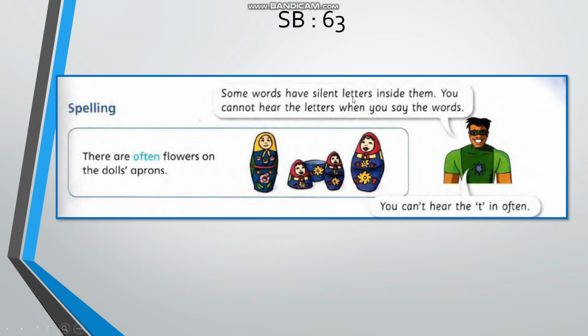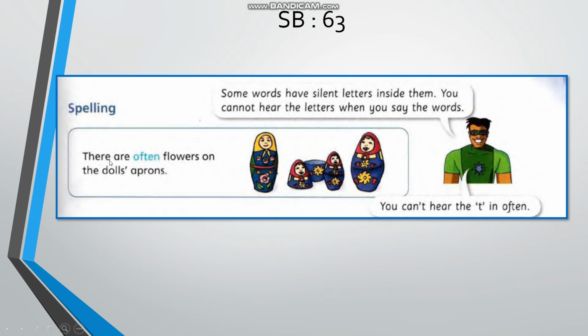Let's start with the student book, page 63. Now, some words have silent letters inside them. إيش معنى silent letters سادس؟ يعني you can't hear the letters when you say the words. Silent letters أو الأحرف الصامتة بمعنى إني أنا بلفظ الكلمة بدون لفظ واحد من الأحرف.